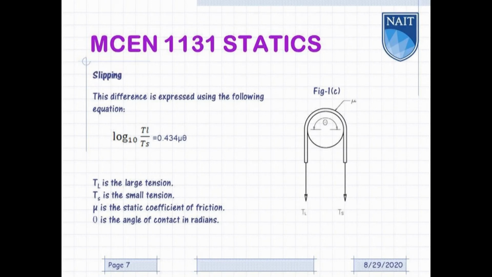This difference is expressed using the following equation. Log base 10 of TL over TS equals 0.434 mu theta. Recall that TL is the large tension, TS is the small tension, mu is the static coefficient of friction, and theta is the angle of contact in radians.